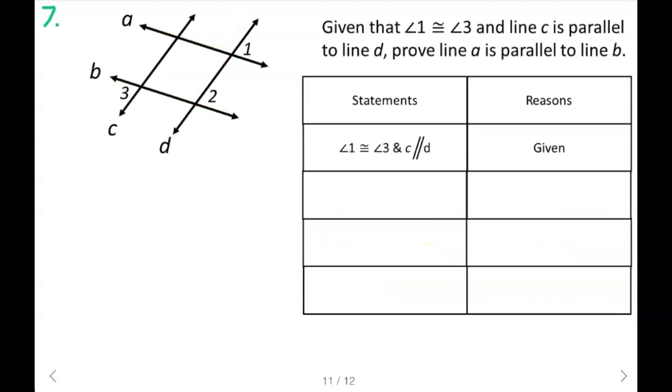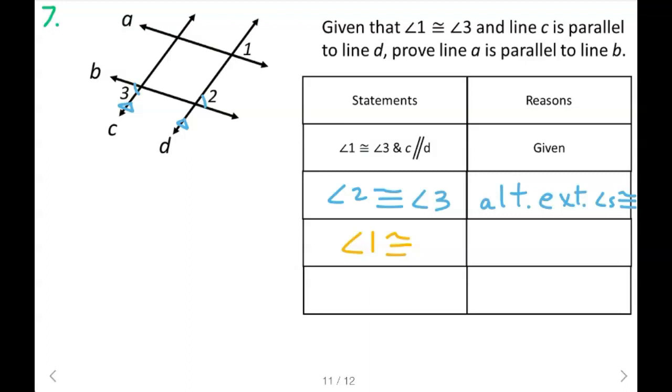Let's look at one more. All right, this time we've got angle 1 and angle 3 congruent, and C and D are parallel. If those are parallel, then these alternate exterior angles must be congruent. So angle 2 is congruent to angle 3 because alternate exterior angles are congruent. And now we've got angle 1 congruent to 3 and angle 2 congruent to angle 3. So now we can say angle 1 is congruent to angle 2 by substitution.